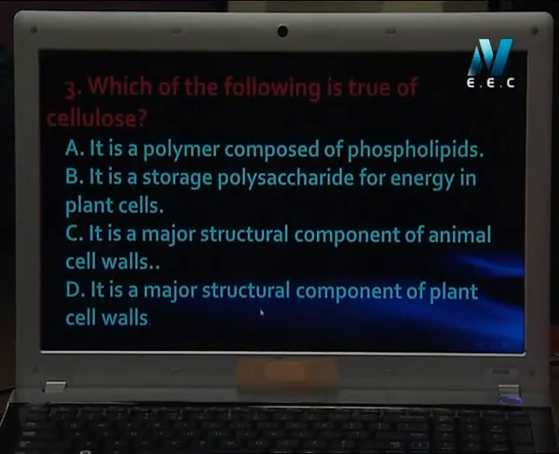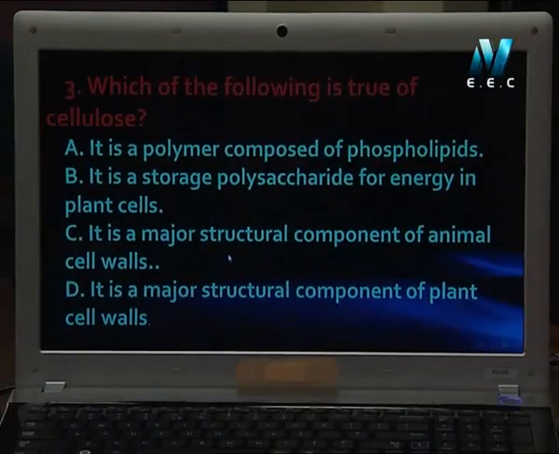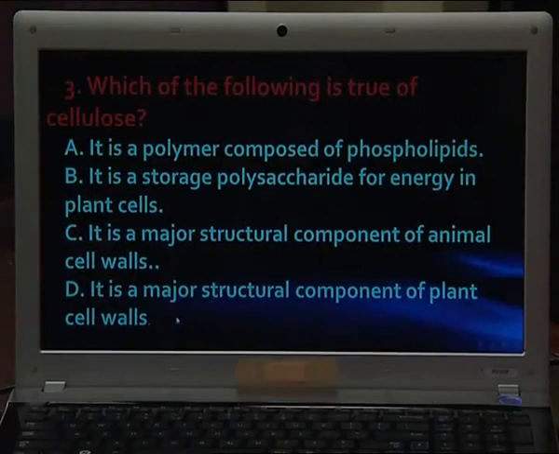The third question. Which of the following is true of cellulose? It is a polymer composed of phospholipid. It is a stored polysaccharide for energy in plant cell. It is a major structural compound of animal cell wall. It is a major structural component of the plant cell wall. The correct answer will be number D.